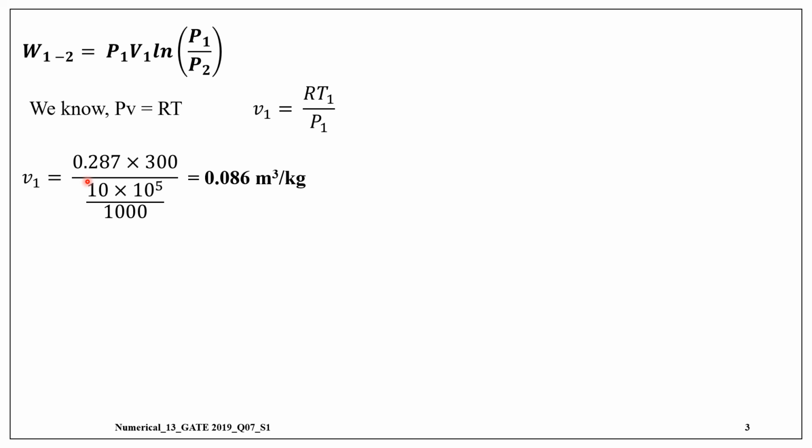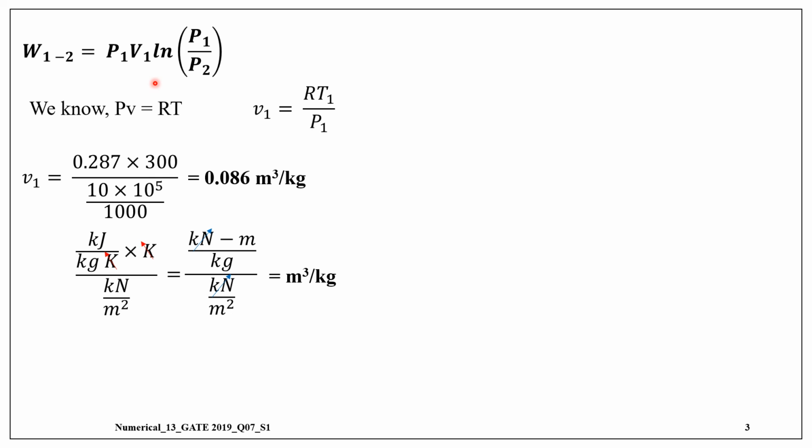Now the consistency in unit. The unit of R is kilojoules per kilogram Kelvin, and unit of temperature is Kelvin. And in the denominator, pressure unit is kilonewton per meter square. In order to convert into kilonewton, we divide it by 1000. We can cancel Kelvin. In the numerator, kilojoules can be expressed as kilonewton meter divided by kilogram, divided by kilonewton per meter square. This yields the unit as meter cube per kilogram. So we know V1 also.